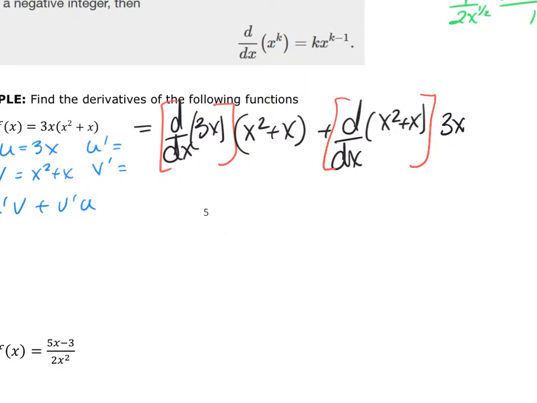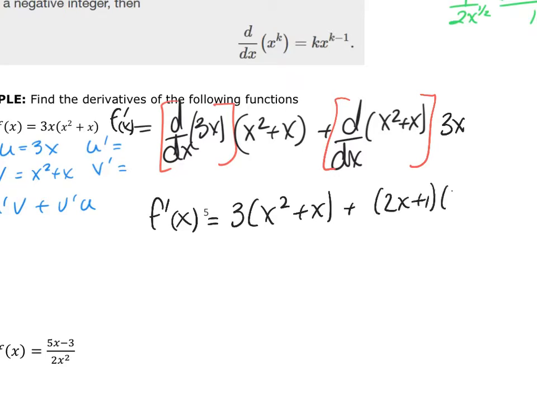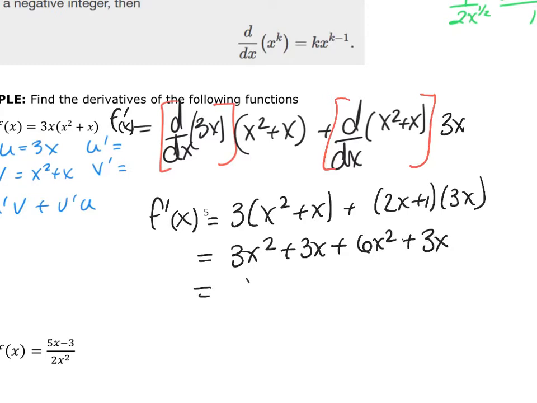Either way, how you write it with u and v and u prime v prime, then f prime of x, the derivative, should equal 3 times x squared plus x, and then plus 2x plus 1 multiplied by 3x. And then you're going to get 3x squared plus 3x plus 6x squared plus 3x. Your final answer should be 9x squared plus 6x. How is that? Is that okay?